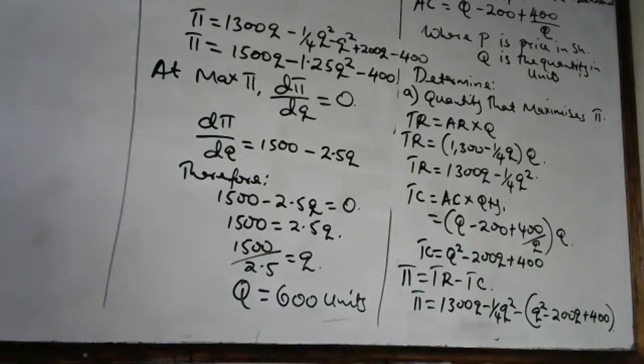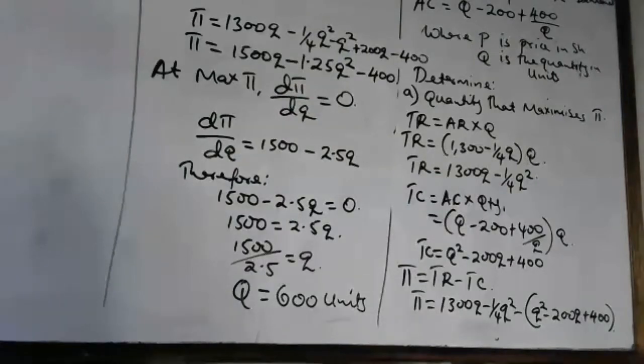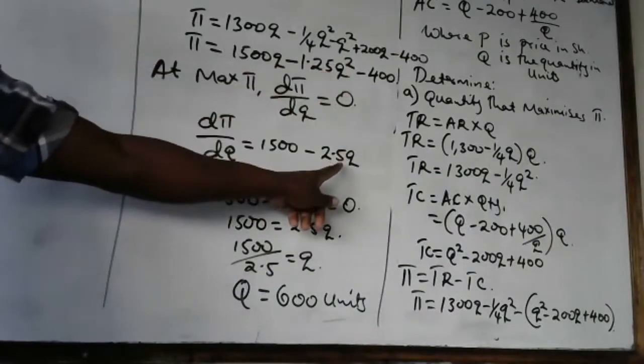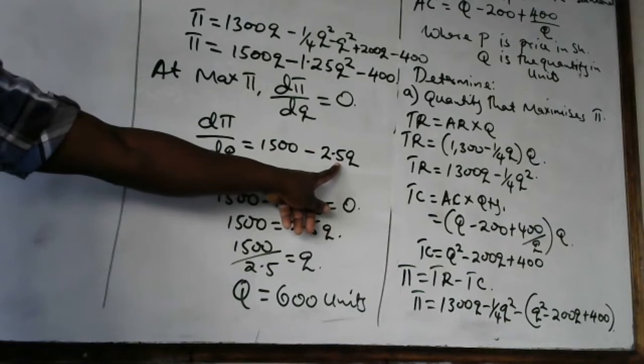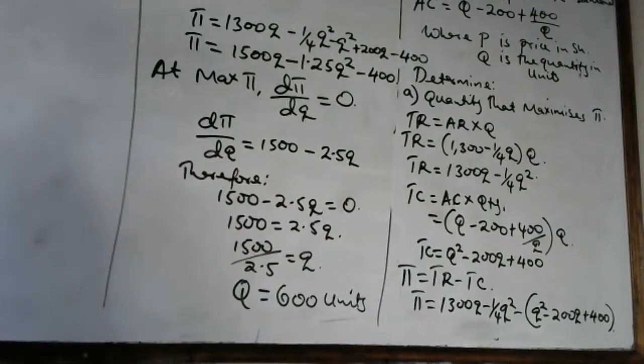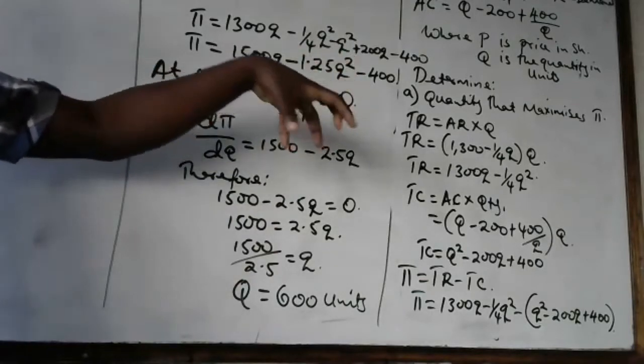Excuse me, Mwalim. Yes. Why have you got 2.5 Q and it was 1.25? I think you must be having some challenges with differentiation. If you multiply 2 times 1.25, what do you get? Just do it using your calculator. What are you getting? Yes, I got it, 2.5. So there's no way you can differentiate an equation and it remains the same. It must have a change.